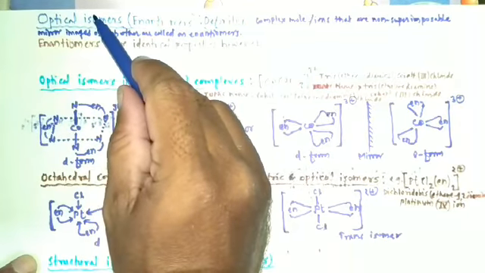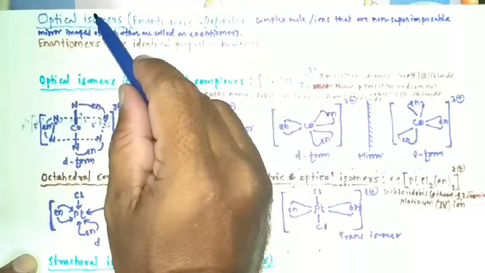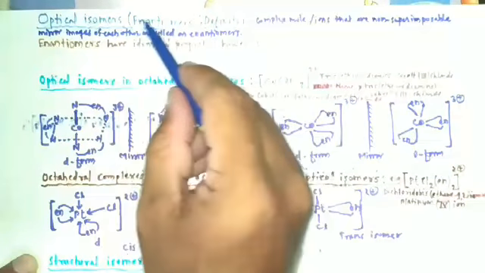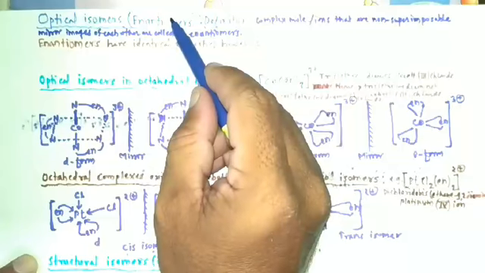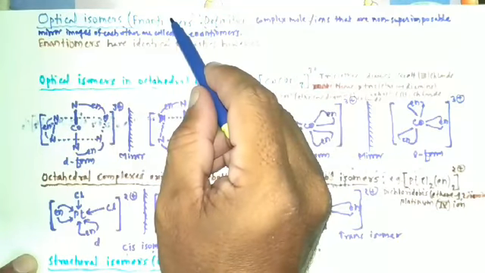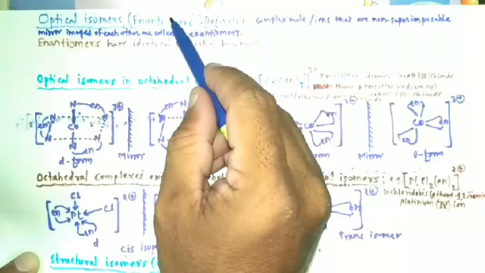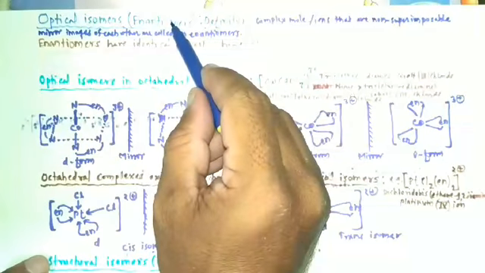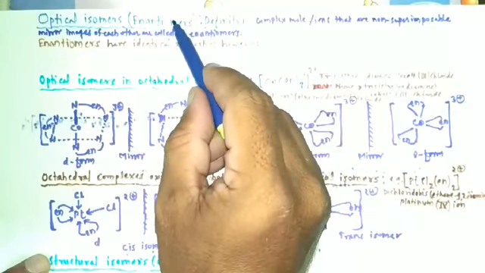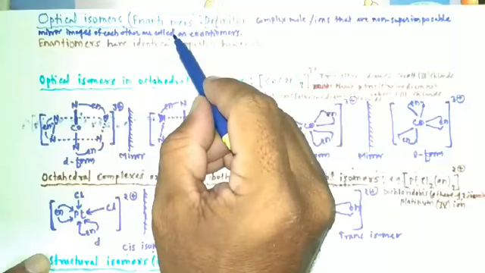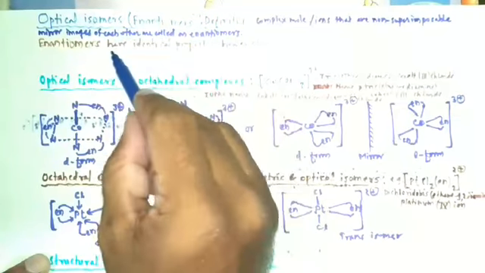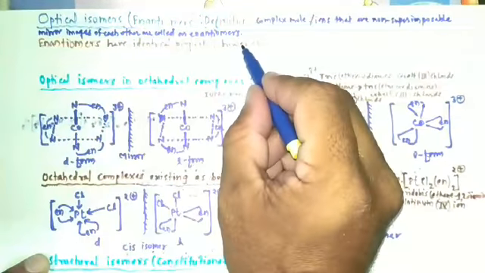The condition for optical isomerism is that the molecule should not have a plane of symmetry. Enantiomers have identical properties.